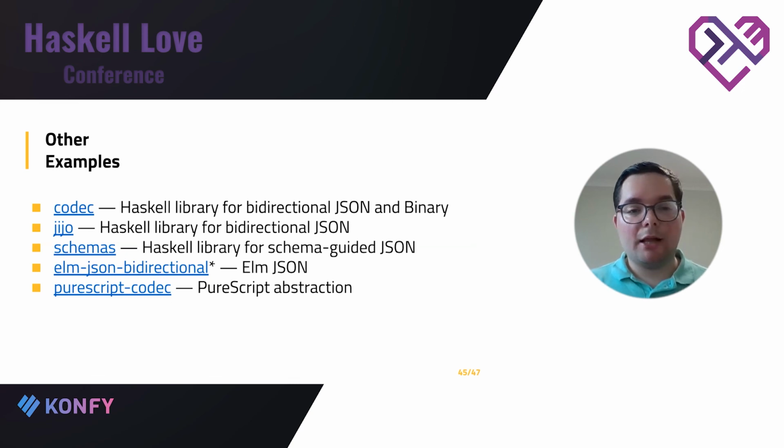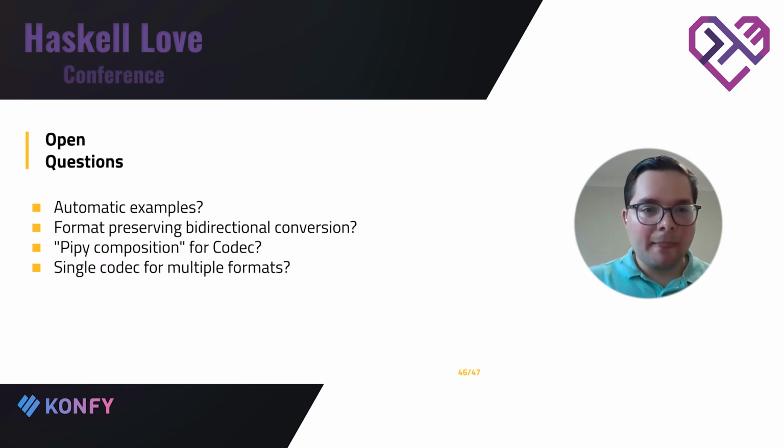And in Elm, there is the elm-json-bidirectional library. It doesn't support the latest Elm compiler, but it gives you an example of how you can implement this in a language without type classes, without these abstractions like functor, applicative, and monad. And of course, there is a PureScript version, like purescript-codec, which has this basic abstraction. And then there are other libraries that are built on top of this abstraction to provide JSON conversion and so on.